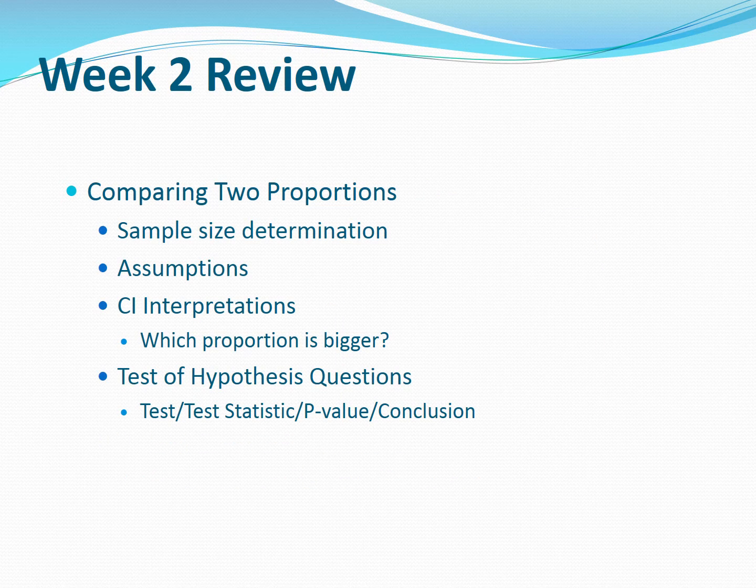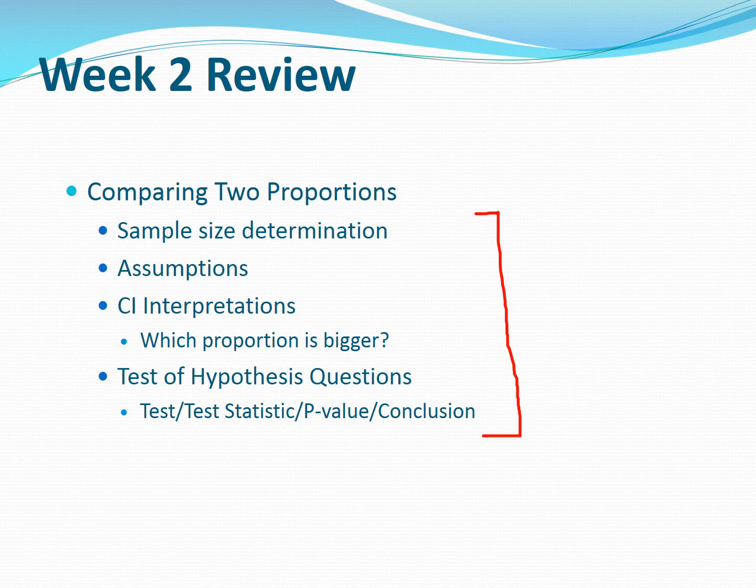or comparing two proportions. This compares favorably to comparing two means, doesn't it? Figuring out the sample sizes, still that n times p and n times q, both have to be greater or equal to 15, except now you have two samples. You have sample 1 and sample 2. Be able to state your assumptions. We need random and independent samples.